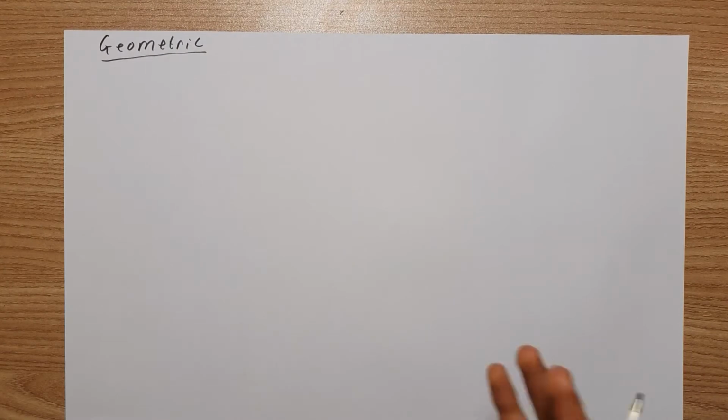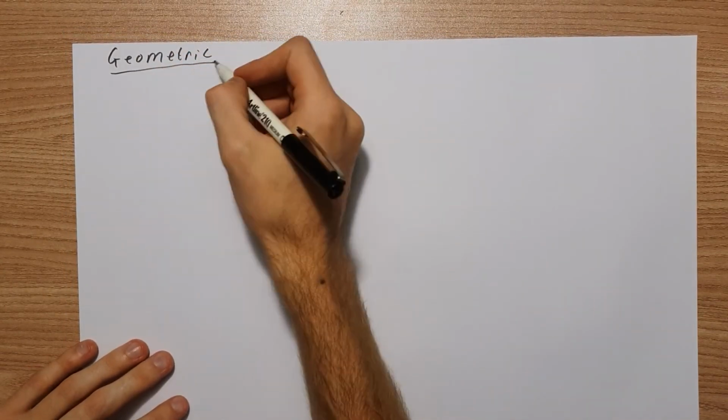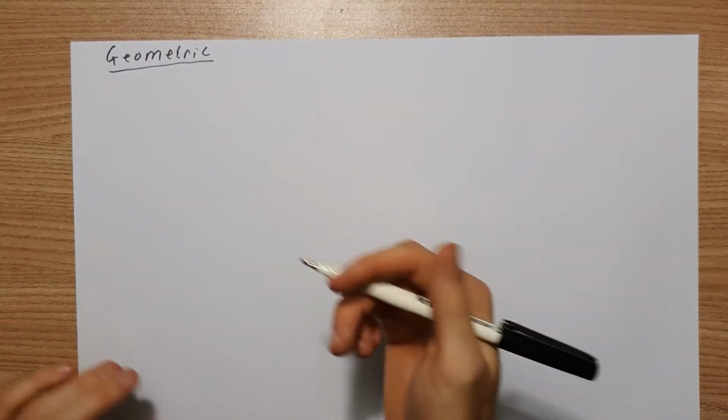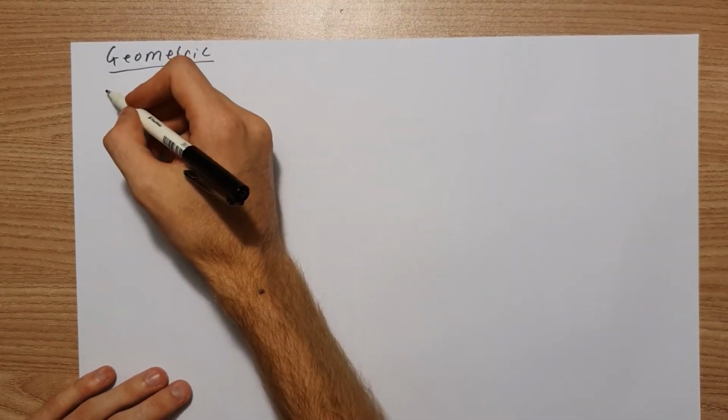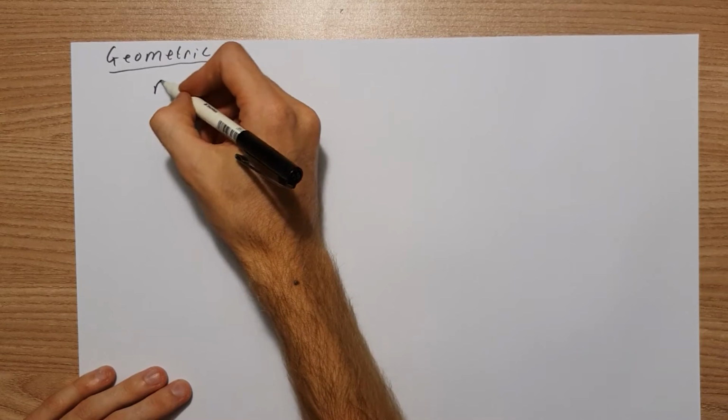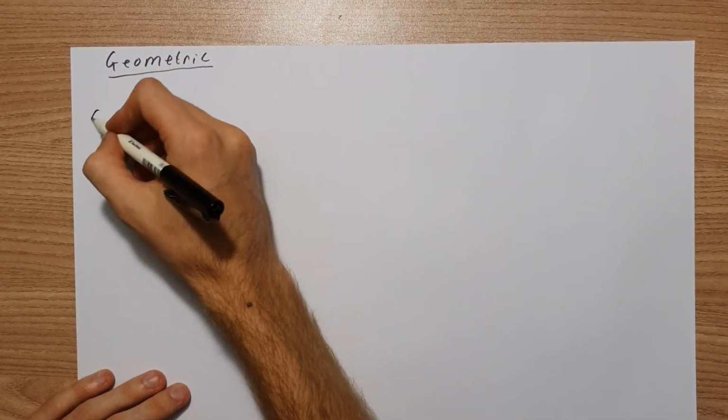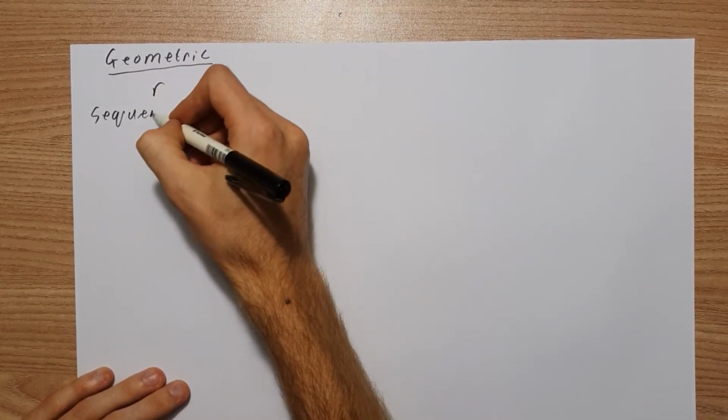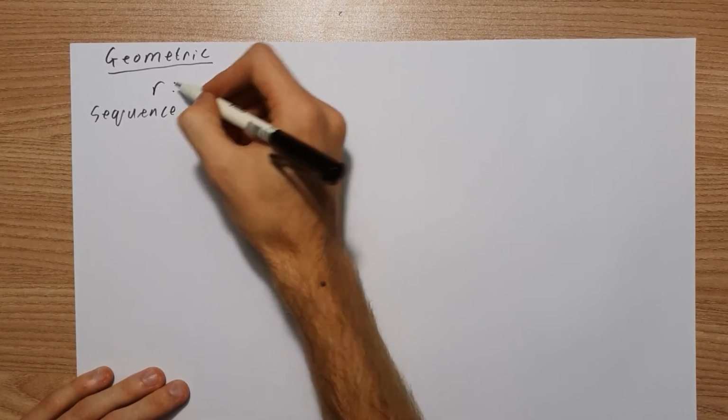The next group we're going to look at is the geometric sequences and series. Geometric means that there's a common ratio, so the sequence has a common ratio of r. Let's look at the sequence first. So that's my ratio.